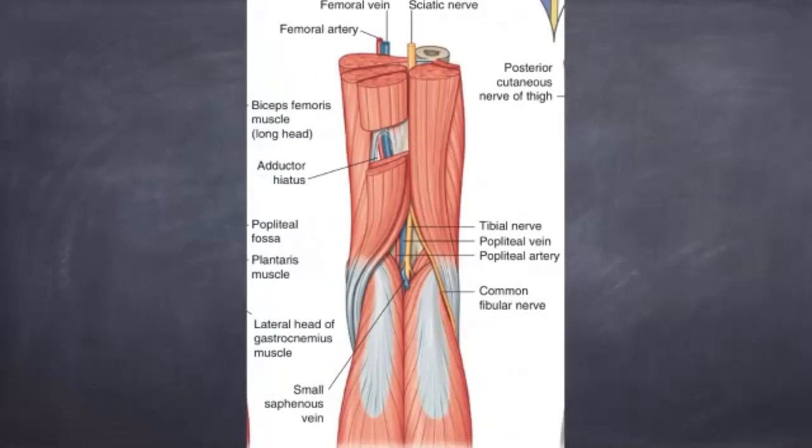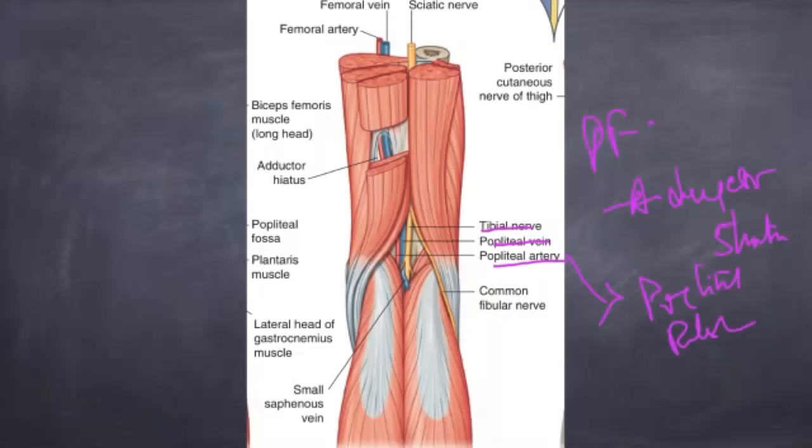Again, the muscles along with the contents of the structure: tibial nerve, popliteal vein, and popliteal artery. Within the popliteal fossa, the artery is the deepest structure. That is why the popliteal pulse is the most difficult peripheral pulse to palpate, because it is the deepest structure within the popliteal fossa. You observe the tibial nerve, tibial artery, and tibial vein. This one is the common fibular nerve.